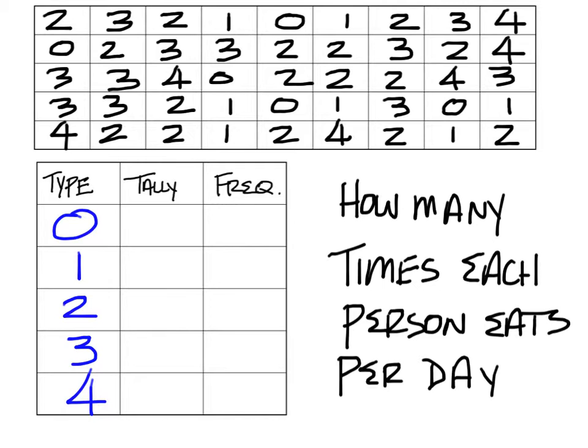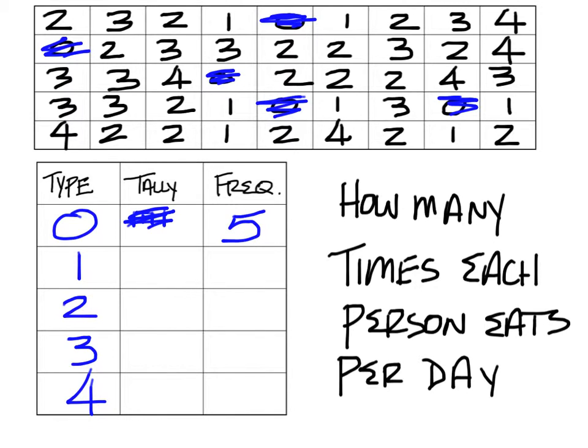The tally column is optional. You can use that to make marks in there like this when you're counting them up. But when you're done counting them, you put the actual number in the frequency column. The frequency means how many times it shows up. So we'll do that, and I'll count them like this. There's 1, 2, 3, 4, 5. I have 5 zeros.